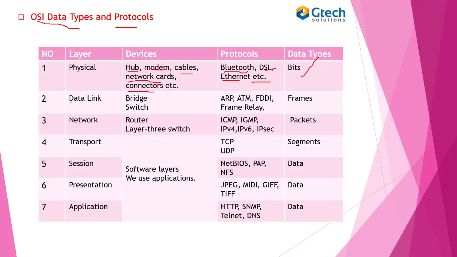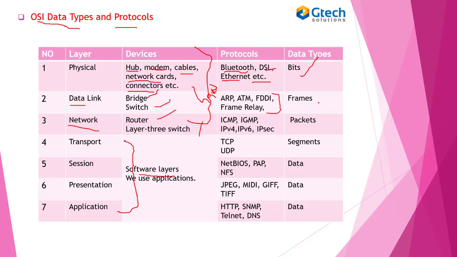So in the data link layer we have bridge, switch. Under network layer we have router, layer 3 switch. But from transport layer down to application layer, these are software layers. We don't use any device here, we only use applications. So these are hardware layers, but these ones are software layers. You can see the several protocols that are used, like this one.